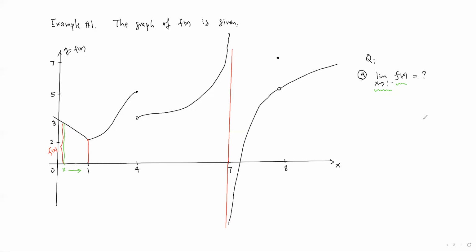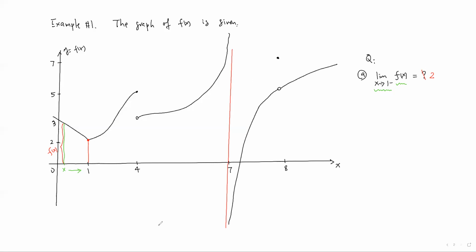Therefore, the answer to this question: as x is closer and closer to 1 from the left side, function value is closer and closer to 2. 2 is the height of this point. So this is the answer to the first question.